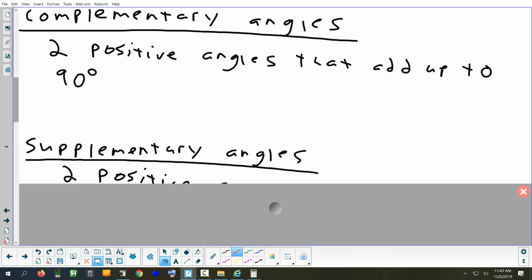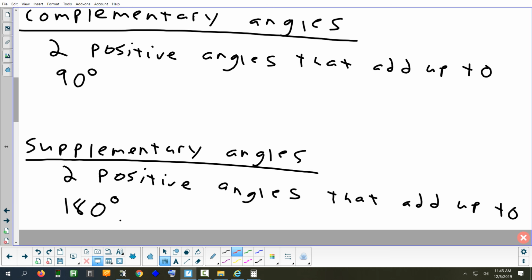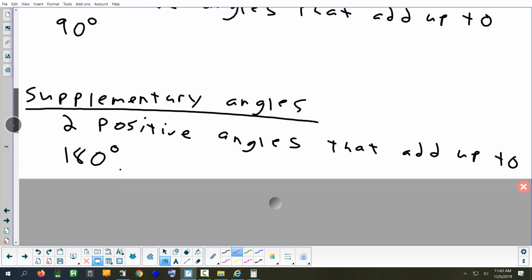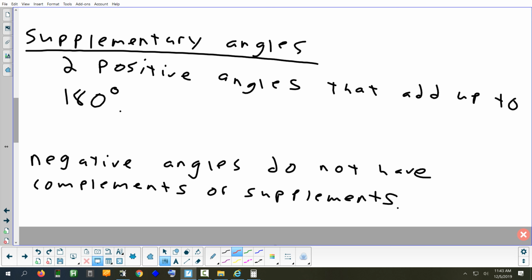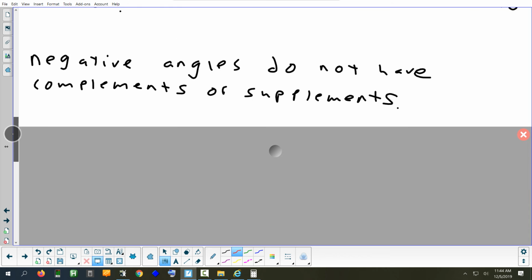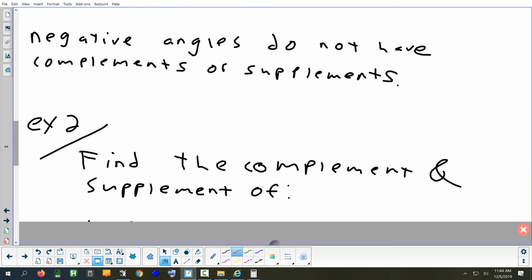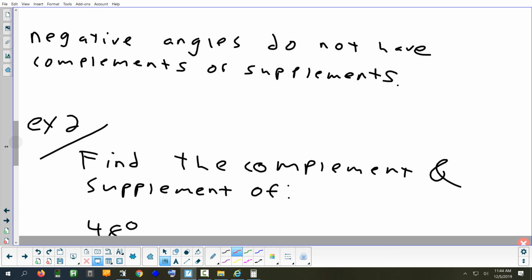Now the next type we already talked about, that was supplementary. And supplementary angles are two angles that add up to 180. Negative angles do not have complements or supplements. So if I ask you what the complement of 20 is, I'm asking you what do you add to 20 to get 90? That's the complement. Okay, but negative angles do not have complements or supplements.